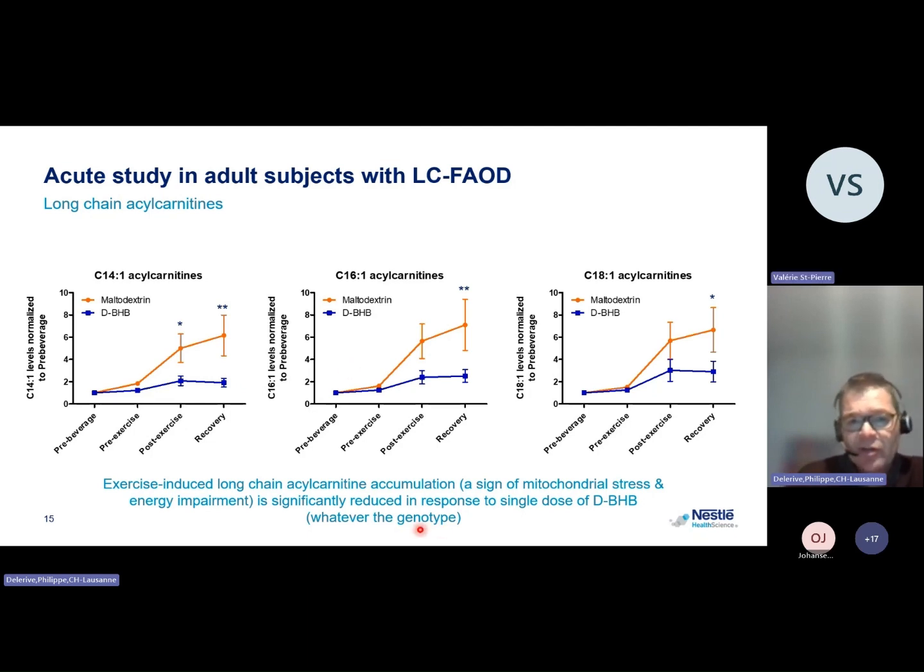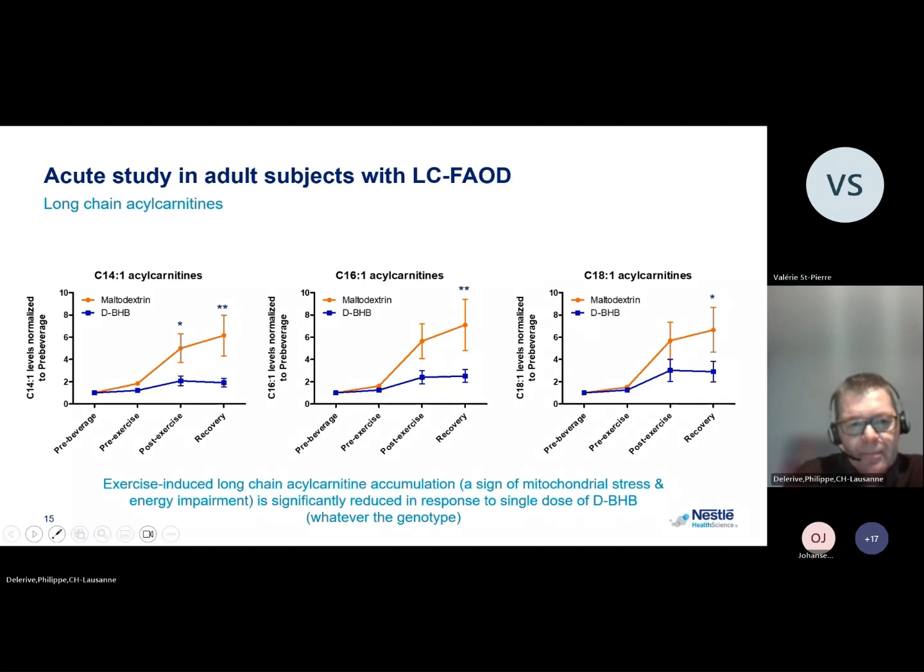And whatever the genotype, for the sake of time I did not show you the analysis by genotype, but we look specifically at the key biomarker in the LCHAD, the hydroxy ones, and for the VLCAD, the C14 one, and they are very significantly reduced in response to BHB supplementation.